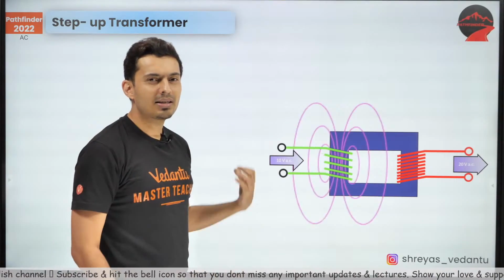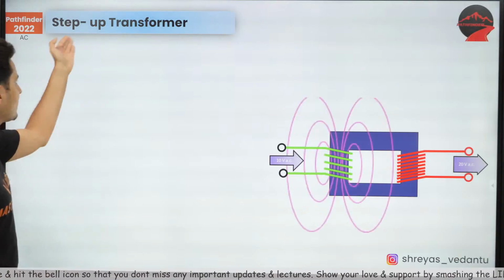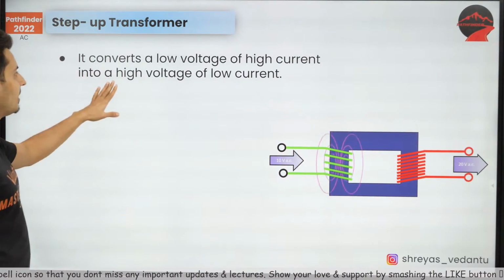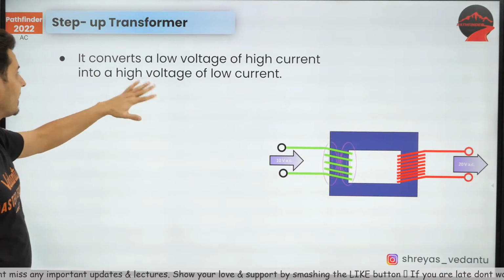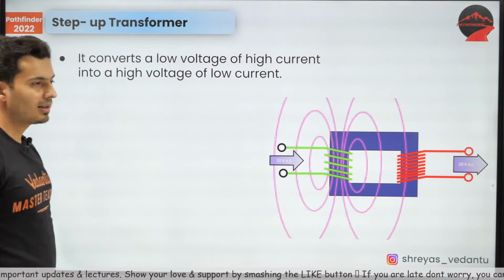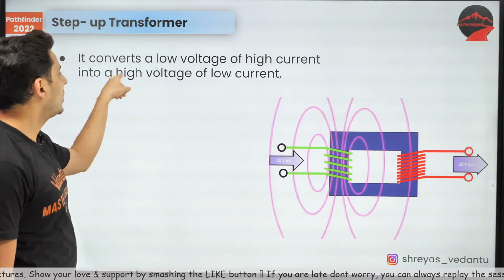If you want to increase the voltage, that means the turns on the secondary should be more. That is called a step-up transformer. So it converts a low voltage of high current into a high voltage of low current. So it is obviously inversely related. Look at this, it converts low voltage into high voltage.